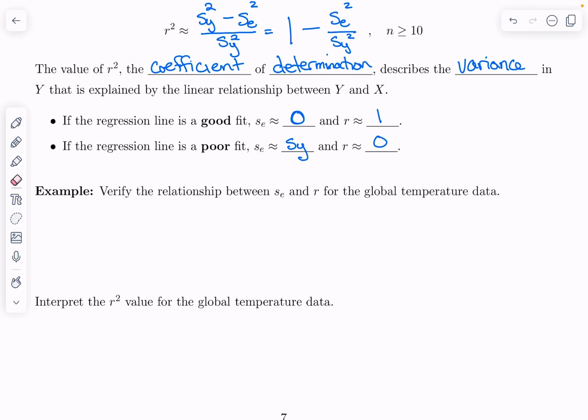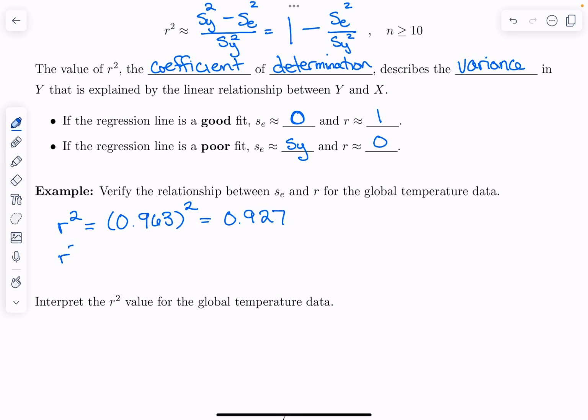So r squared, okay, well, if we just calculate r squared, our r value for the global temperature data was 0.963. And so if we square that, you'll see that that's about 0.927. Actually, I'm going to write equal there.